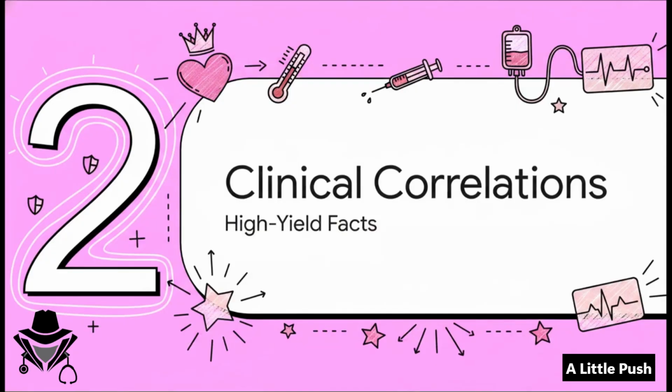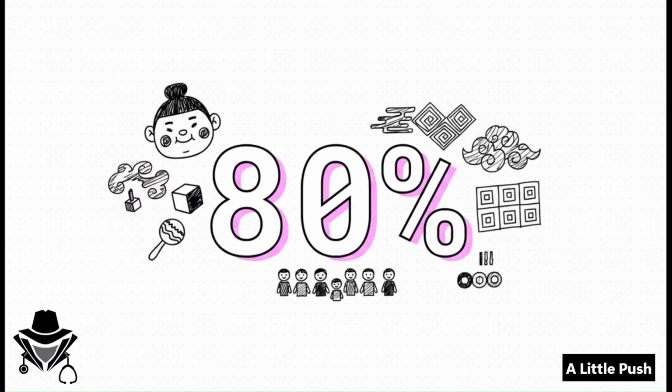So we've got the criteria down. Let's pivot and look at some absolutely crucial high-yield clinical correlations. You've got to always remember your demographics here. A massive 80% of Kawasaki patients are children under 5 years old. And while sure, it can happen in any demographic, it's predominantly seen in children of Asian descent.